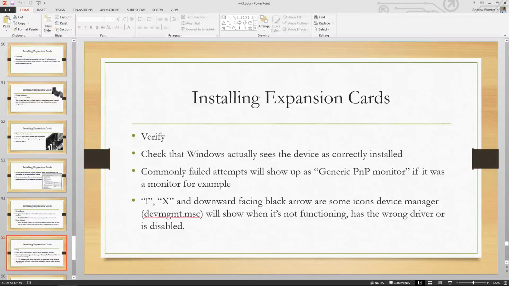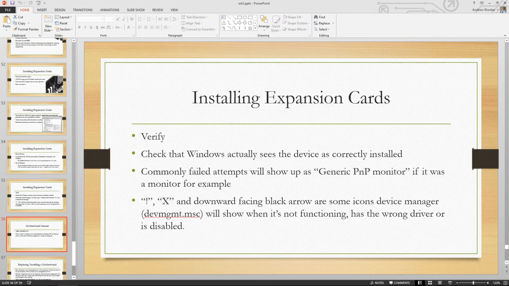So, verify stage, just making sure that it shows it as installed. If it doesn't, then you'll see common symbols such as an exclamation point or a giant X going over the symbol next to the device's name. And they symbolize either that the device isn't functioning correctly, or that the incorrect drivers are installed or something like that. Or the X symbolizes disabled.